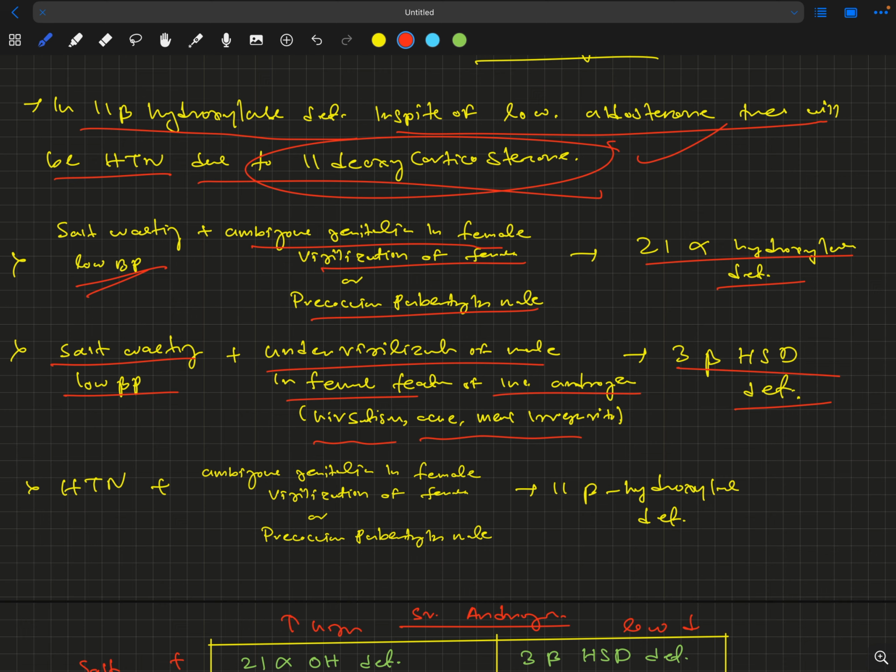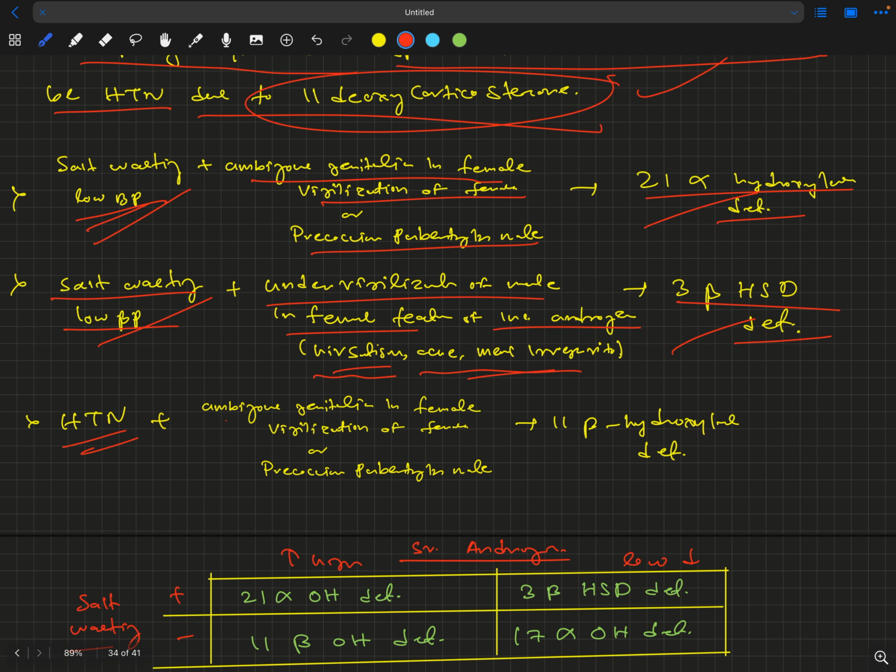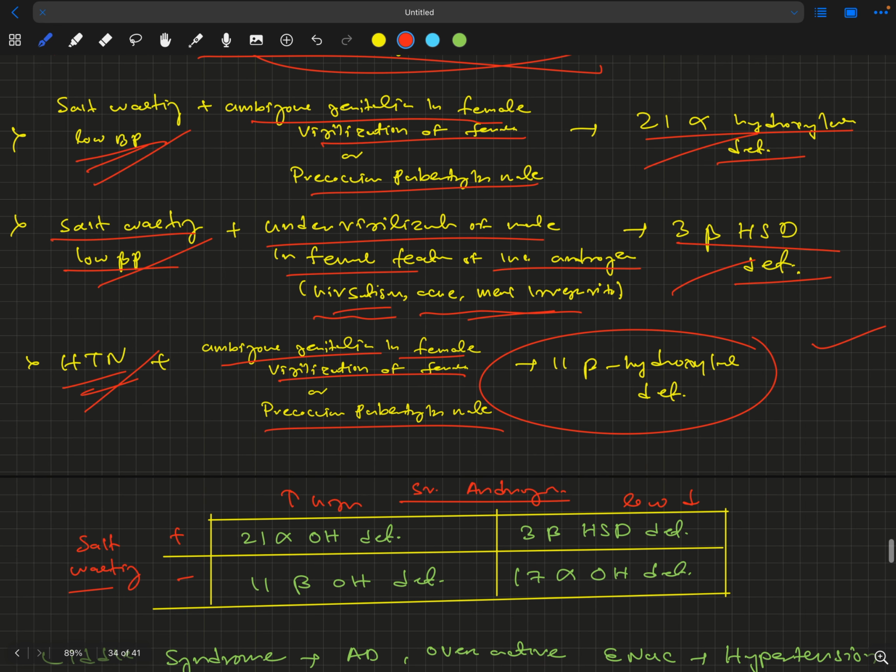So in case of 3 beta hydroxysteroid dehydrogenase deficiency, there are some features of virilization like hirsutism and acne, but there will be salt wasting. Salt wasting will also be there in case of 21 alpha hydroxylase deficiency. Hypertension plus ambiguous genitalia in a female, virilization of a female fetus, and precocious puberty in a male is due to 11 beta hydroxylase deficiency. We know the cause of hypertension in this case.